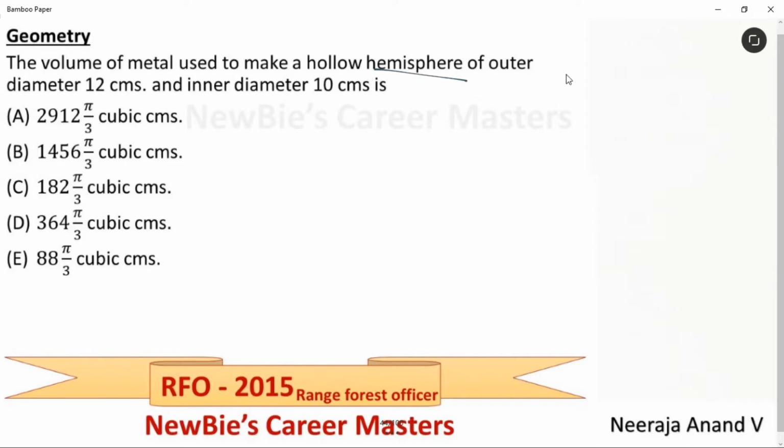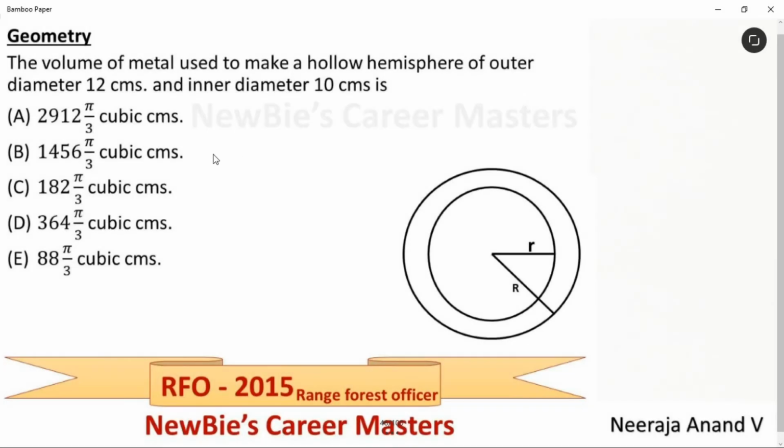See, hemisphere means half of the sphere. The question is for the volume of this hemisphere. To get the volume of the hemisphere, let's find the volume of the sphere. After finding the volume of the sphere, it's very simple, no? We just have to divide that by 2 to get the volume of the hemisphere. That's it. Yes, let's find the volume of the sphere now.